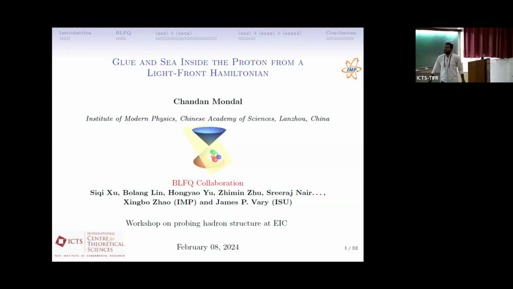Today I'm going to talk about gluon and charm quark inside the proton from a light-front Hamiltonian approach. This work has been done in a collaboration between our Institute of Modern Physics and Iowa State University. The name of the collaboration is the BLFQ Collaboration.